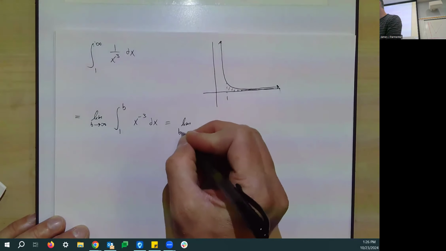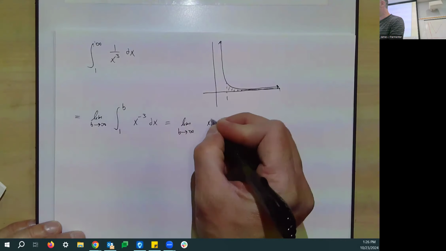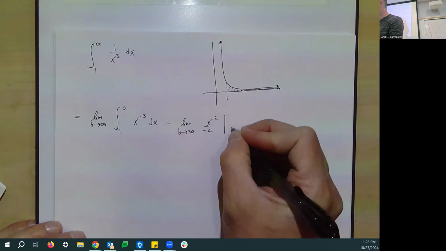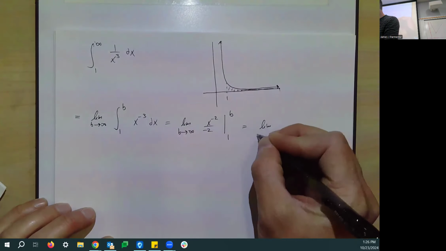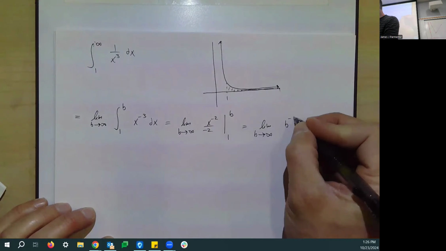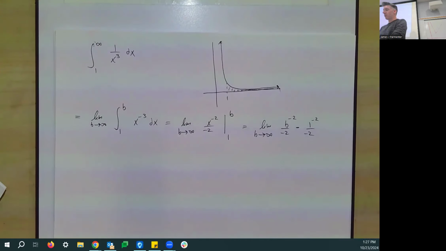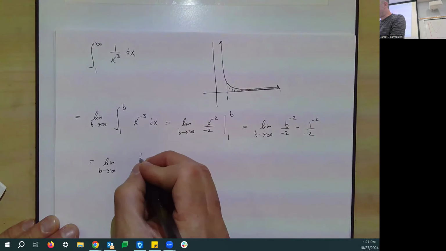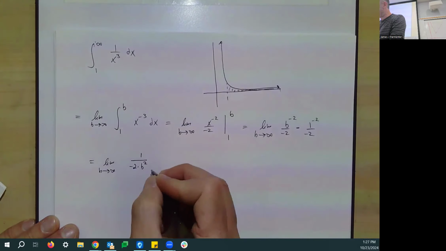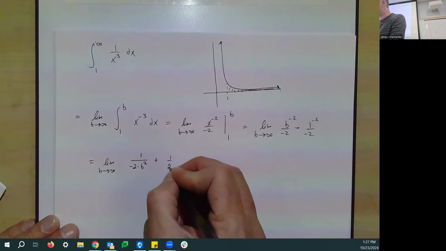Then we do the integral. The antiderivative. We use the second part of the fundamental theorem of calculus. We antidifferentiate this. We get x to the negative 2 over negative 2, evaluated from 1 to b. I don't love thinking about infinity to a negative power. So while your next step could be this, the limit as b goes to infinity of b to the negative 2 over negative 2 minus 1 to the negative 2 over negative 2, I would really rather rewrite that as the limit as b goes to infinity of 1 over negative 2 times b squared, minus a minus is plus, 1 to any power is 1, so you just have 1 over 2.